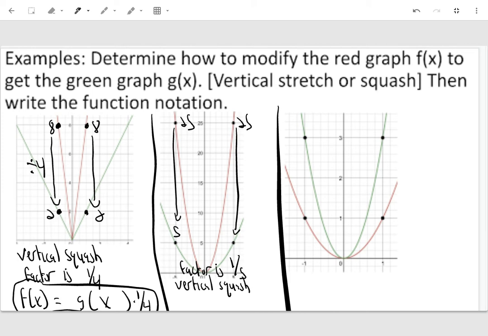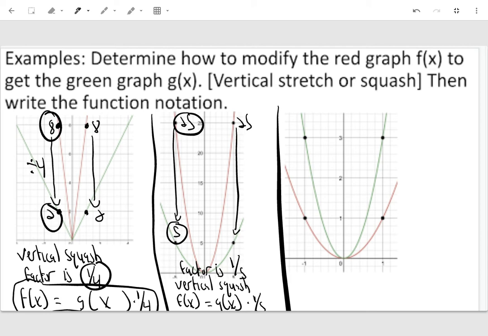Another way you can get the factor is doing the ending number divided by the starting number. The ending number is 5. The starting number is 25. 5 divided by 25 is the same as 1/5, just like 2 over 8 is the same as 1/4. So this is a vertical squash. The factor is 1/5, so it's literally the same thing we did in the first one. This is going to be f of x equals g of x times 1/5.